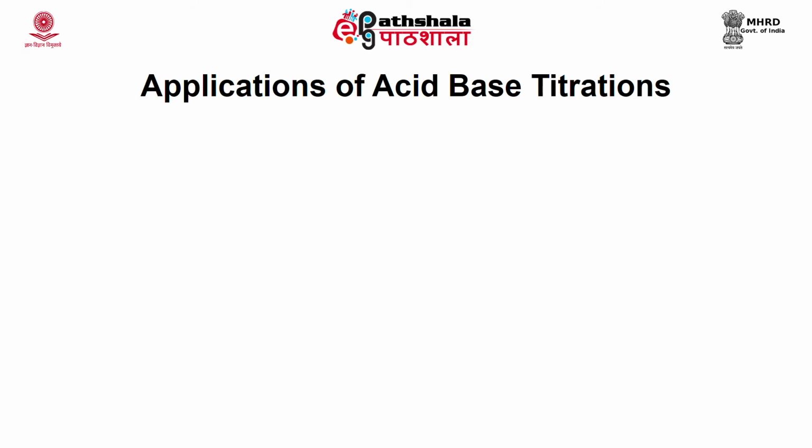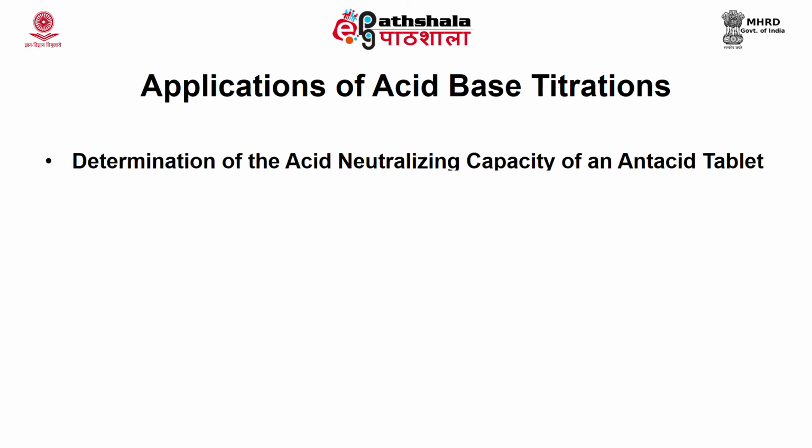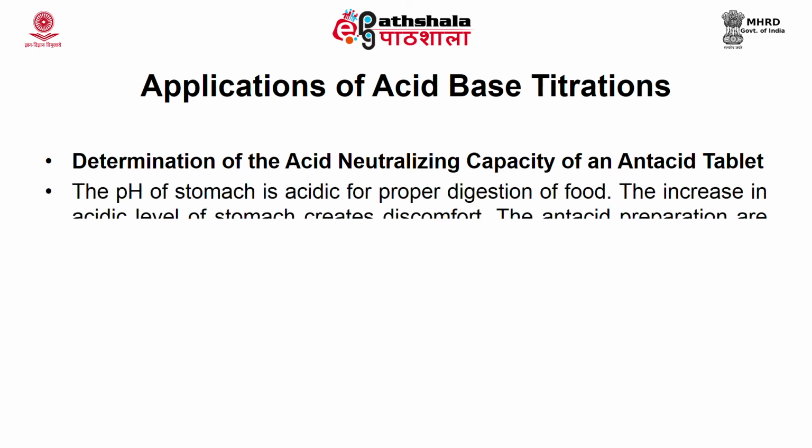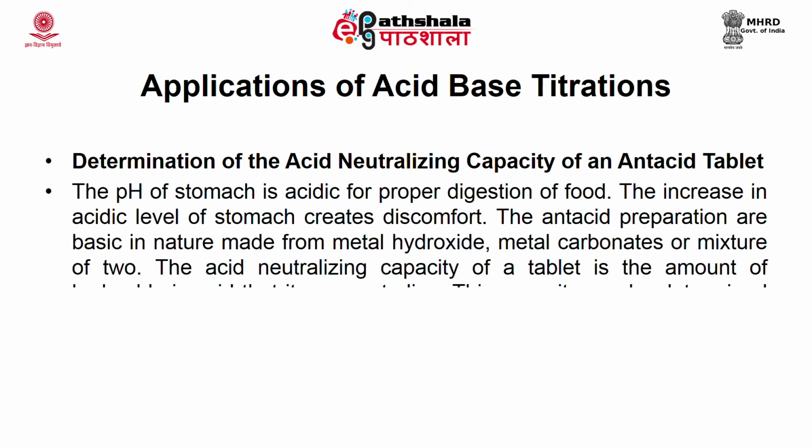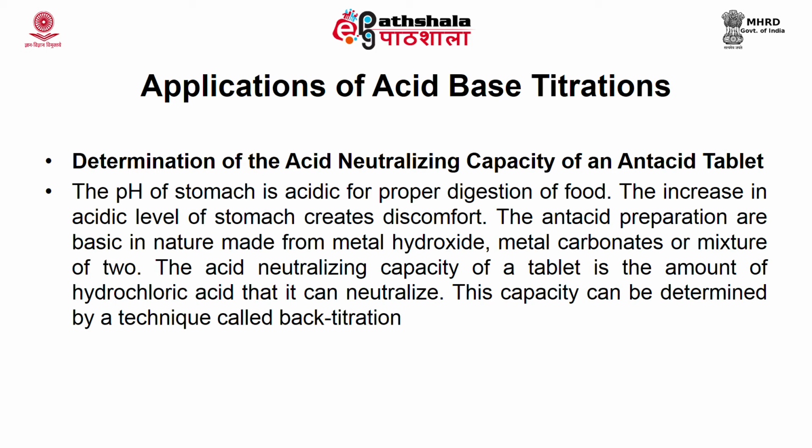Applications of acid-base titration. Determination of the acid neutralization capacity of an antacid tablet. The pH of the stomach is acidic for proper digestion of food. An increase in the acidic level of the stomach creates discomfort. Antacid preparations are basic in nature, made from metal hydroxides, metal carbonates or a mixture of the two. The acid neutralizing capacity of a tablet is the amount of HCl that it can neutralize. This capacity can be determined by a technique called back titration.